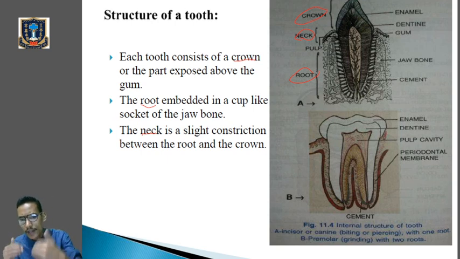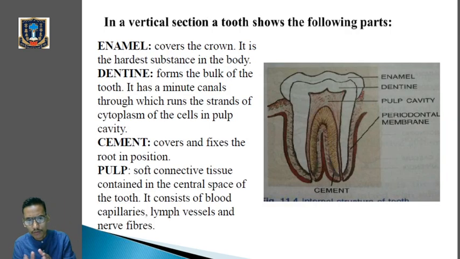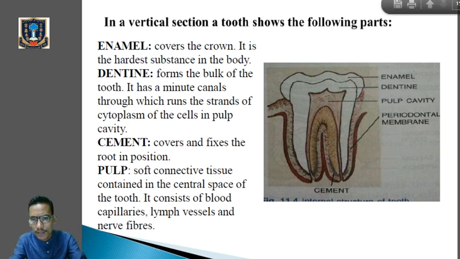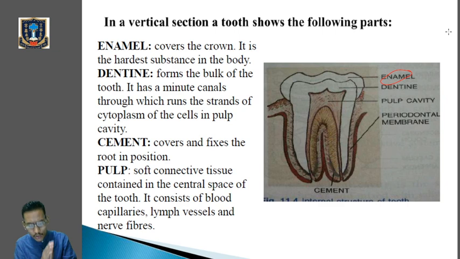In a vertical section, the tooth will show the following parts. What are those parts? The first part is the enamel, which covers the crown. It is also known as ivory, I-V-O-R-Y, and is the hardest substance in the body. Please note carefully, enamel is the hardest substance in the body.